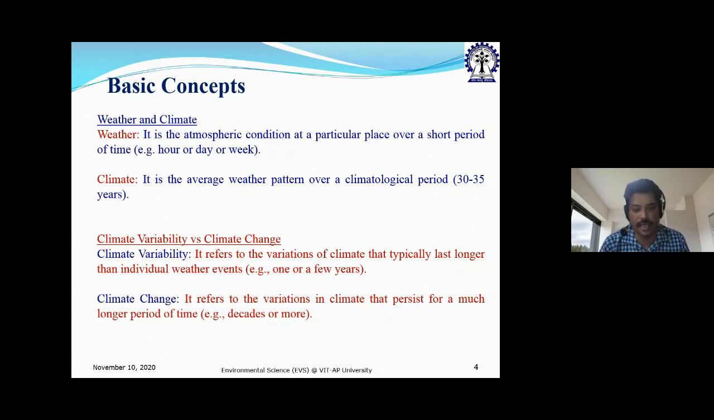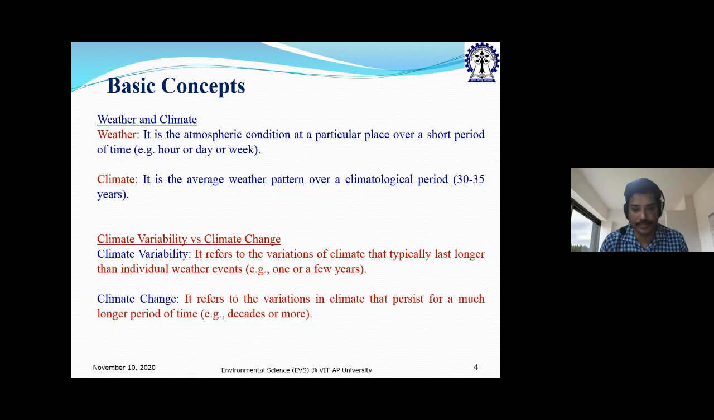Whereas climate is basically a long-term average of the weather pattern over a climatological period. And this climatological period is generally 30 to 35 years. So over this long period, if I take the average weather pattern for a region, for a location, for a locality, then we call that the climate of that particular area.